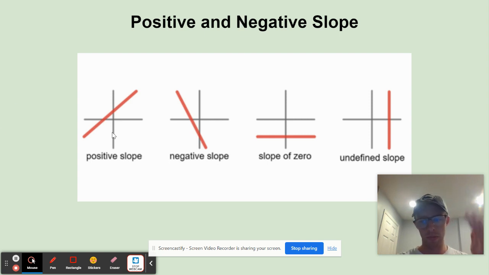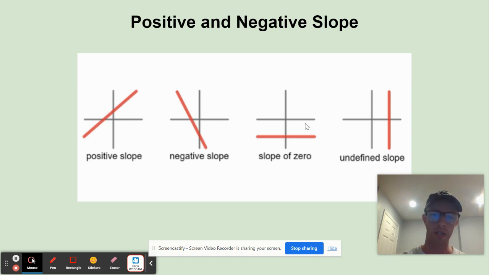A negative slope is when one goes up, the other goes down. One goes up, the other goes down. That's a negative slope. So imagine how much I work out and my weight, right? As my working out goes up, my weight goes down. A slope of 0 is just a flat line, and an undefined slope is a vertical line.